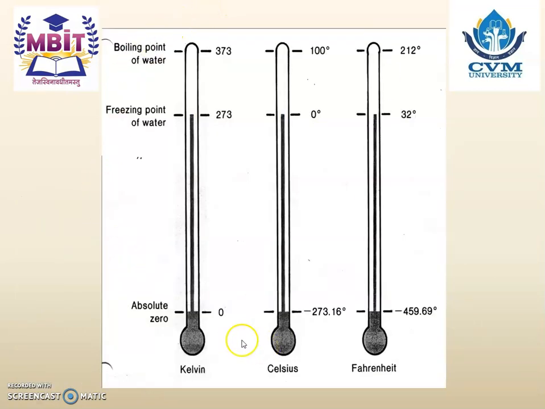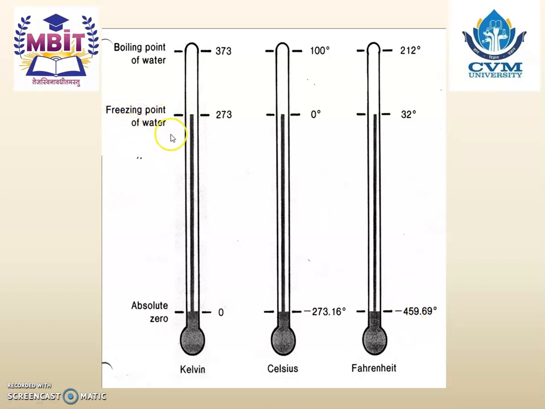So let us compare three temperature scales. At absolute zero, where the kinetic energy of the molecules is zero, the Kelvin value is zero. At that time, what is the value in Celsius? Minus 273.16 degrees Celsius. And at that time, if we measure the temperature in Fahrenheit, the value is minus 459.69 degrees Fahrenheit.